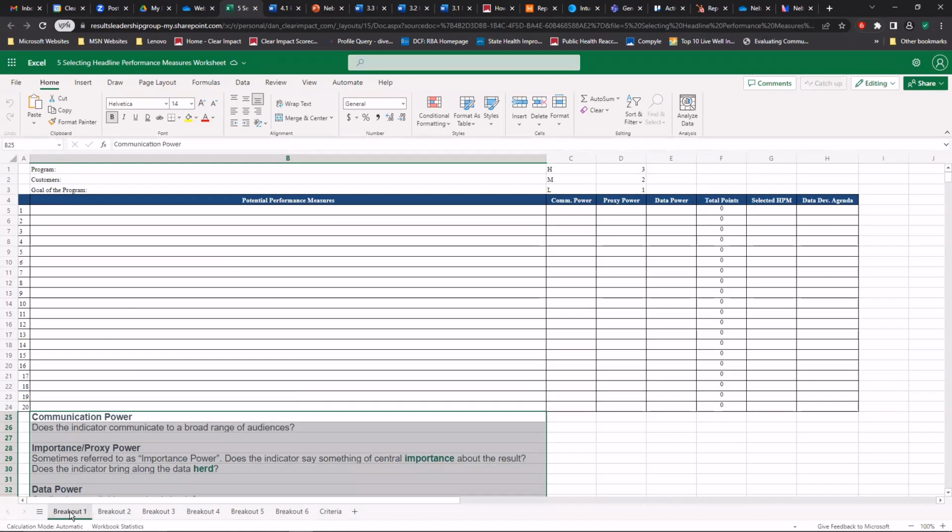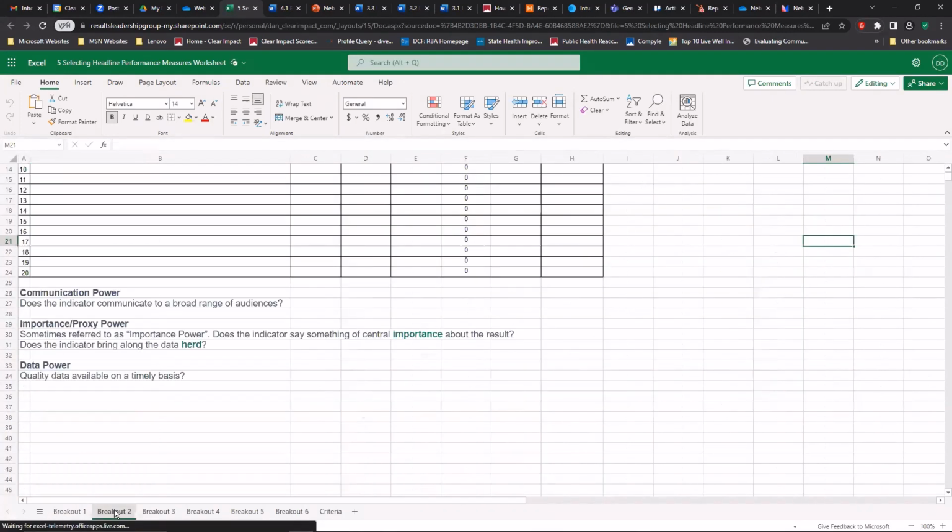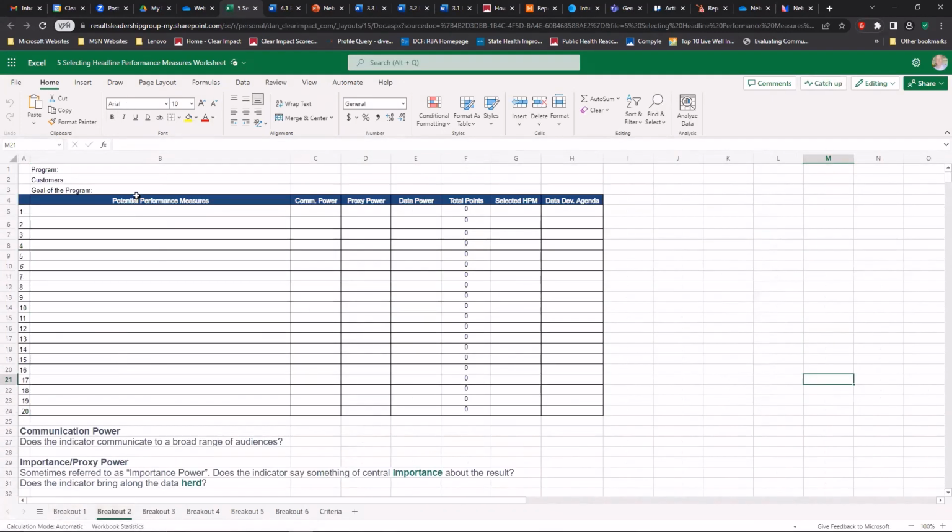And again, breakout 1 and breakout 2. Right there, this is where you can copy those in and then rate them on communication, proxy, and data power. High is 3, medium is 2, low is 1. To help you do that, you can select your headline performance measures, as well as ones that might be in what we call your data development agenda.